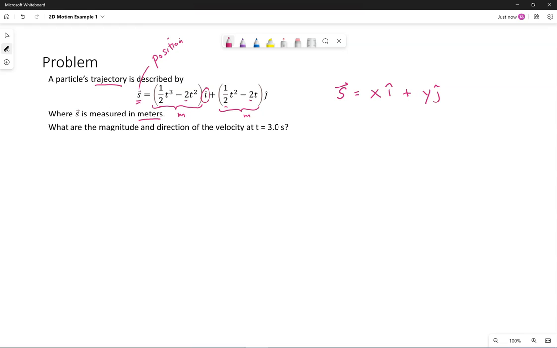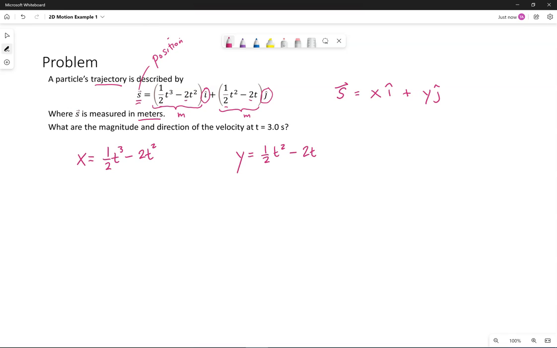When we look at this function, I see i hat here, so I can say that the x component of this position, where the particle is in the x direction at any given moment in time, is described by that 1/2 t cubed minus 2t squared. Everything in parentheses in front of the i hat. The j hat, I can say that the y position of this particle at any moment in time is described as the 1/2 t squared minus 2t.